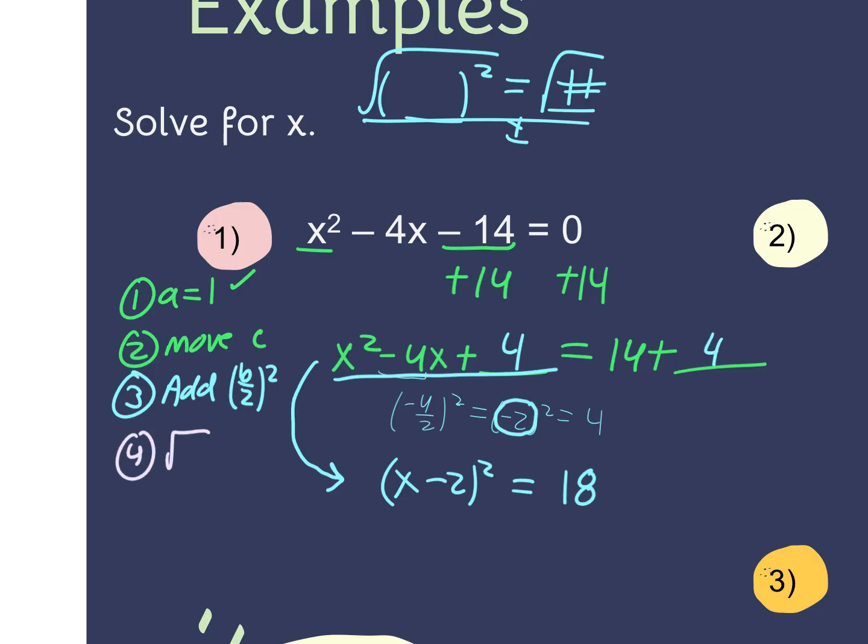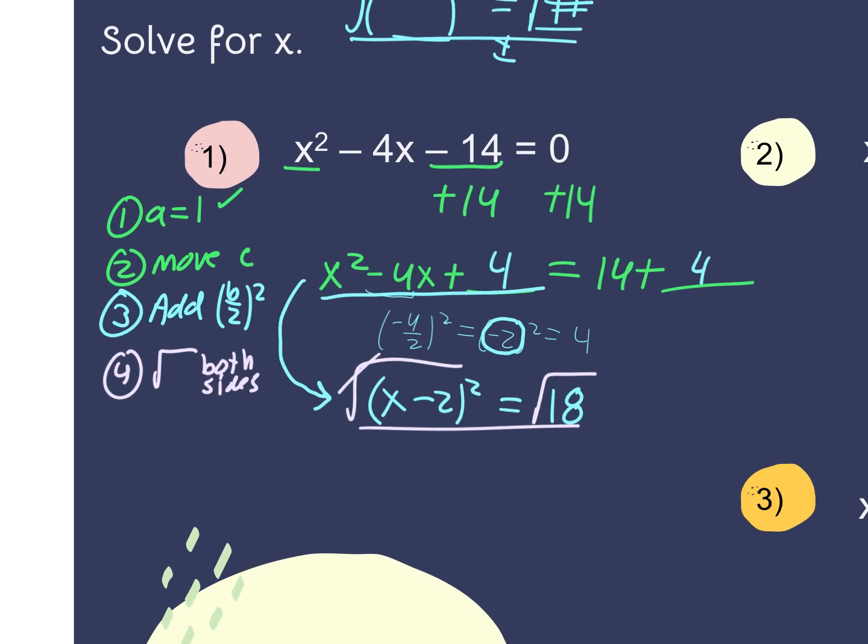All right, and then I'm going to square root both sides. Now, does this look like something we did yesterday? Right, very similar, right? So all I have to do is square root both sides. And then the square root and the square are going to cancel out. And then I get an x minus 2 equals what?